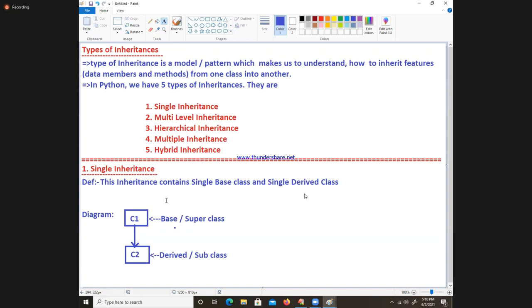Can I go to the second type of inheritance? Still programming is there. Still we need to learn the syntax. We are still learning the concept.